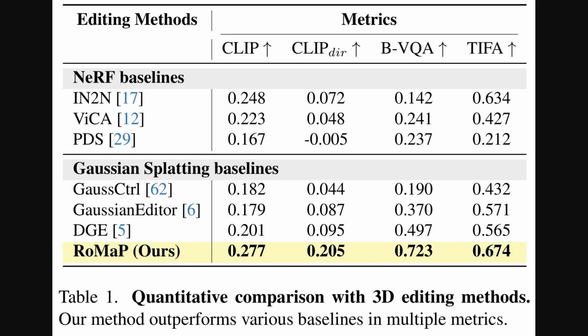Okay, so after seeing that pipeline, this table gives us the hard numbers to back it all up. It compares RoMaP against several other editing methods. The most important metrics here are CLIP similarity and CLIP directional similarity. CLIP similarity checks how well the final image matches the text prompt, while CLIP directional similarity is a bit more specific. It measures if the change itself actually aligns with the instruction. And looking at the results, RoMaP is the clear winner across the board, especially in that CLIP directional score, where its 0.205 more than doubles the next best method.